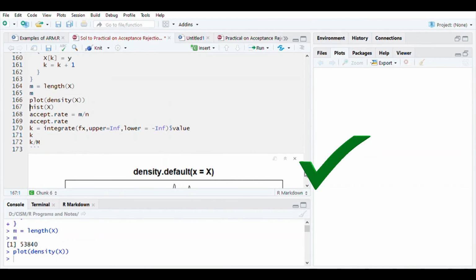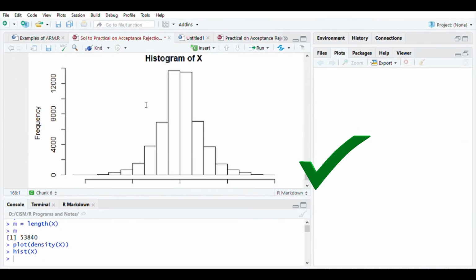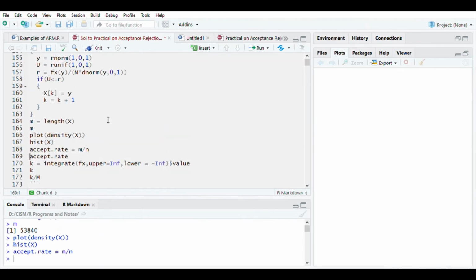Yes. Let us have a look at the histogram. The histogram may not look this good, but notice that in the histogram two separate peaks are not possible because the distance is very close. So these intervals get merged together and as a result you are seeing a flat portion here. But if you restructure these intervals, that means if you reduce the class width of these intervals, then you will get a histogram which looks very similar to the density plot. So what is the acceptance rate? M by N. It is around 0.53.